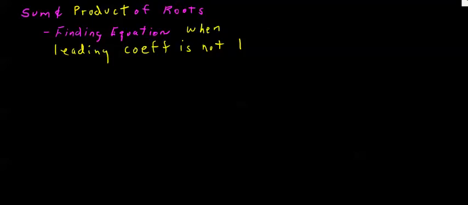Hello. This short video presentation is a continuation of what we did yesterday, but now we're going to look at what we do when the leading coefficient is not 1. Let's look at a polynomial equation. Our equation is 8x squared minus 10x minus 3. What we did yesterday only works if the leading coefficient is 1. So what we're going to do is divide by the leading coefficient.